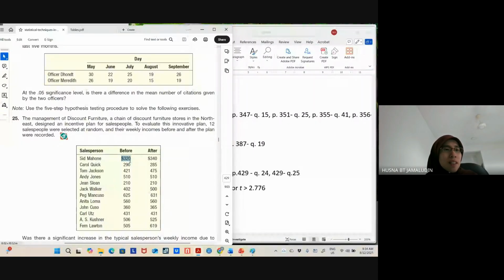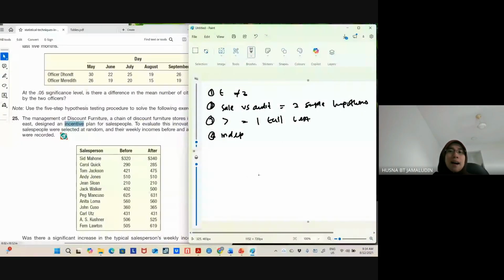Before the intervention, what is the intervention? Here, the manager, or whatever the company, gives an incentive. What would you think when you are given an incentive? Will you work harder or less? Of course, you know that you will get more incentive, so you will work better or harder. So you are expecting that the difference after will be larger. Remember, when you want to come up with the hypothesis for dependent, it is slightly different, right? Let me use a different color.